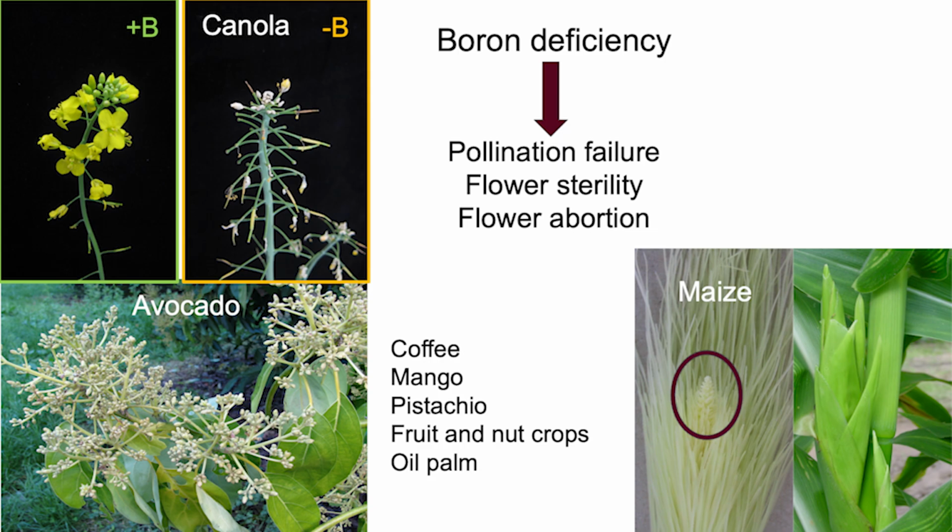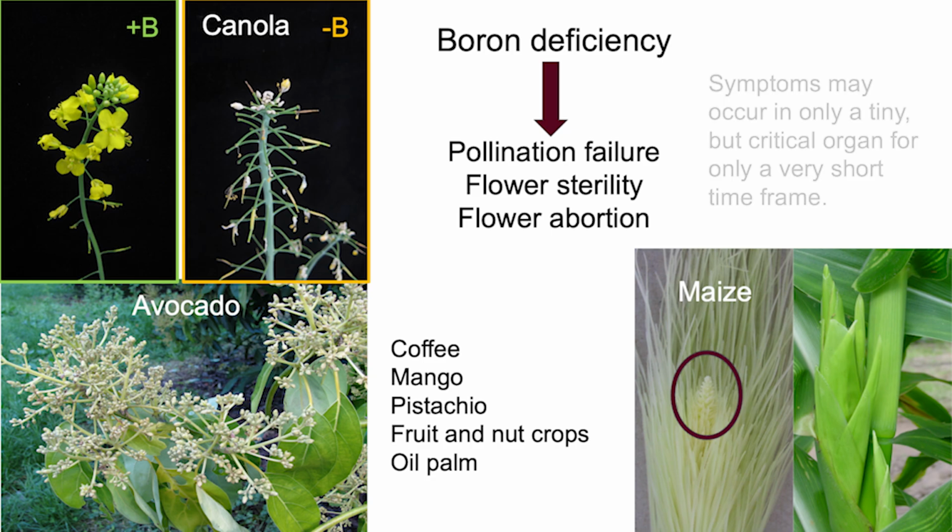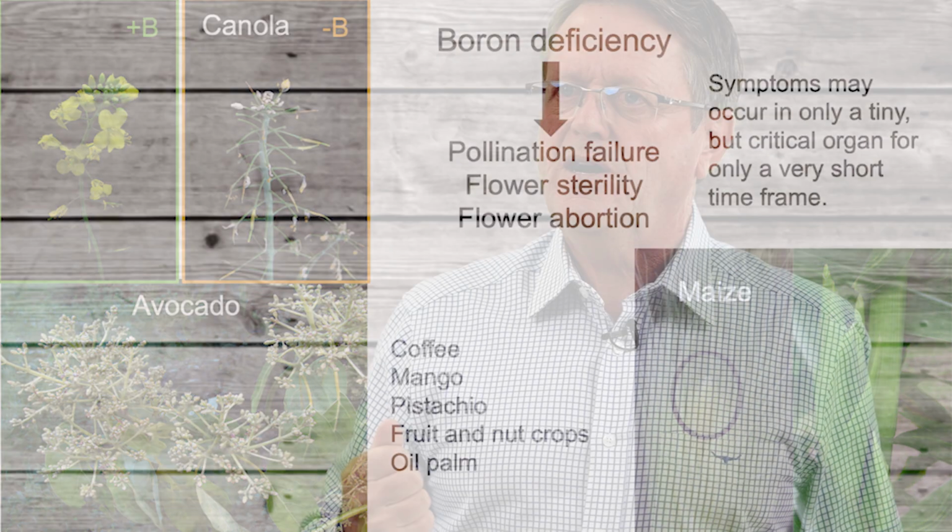One of the important messages from this is that in many cases, the symptoms of boron deficiency are occurring in tiny organs, like the flowers, like the pollen tube, and only for a very short window of time, the effects of which are very profound for the lifetime of the crop. I'm going to focus on a couple of examples of this, and I'm focusing on examples and species that will share with you some important messages.